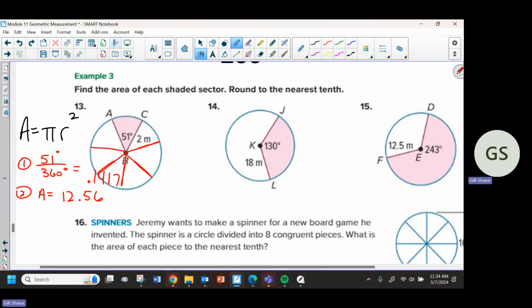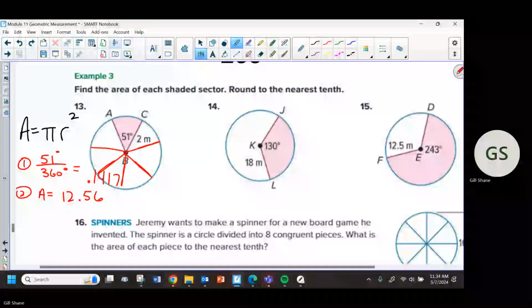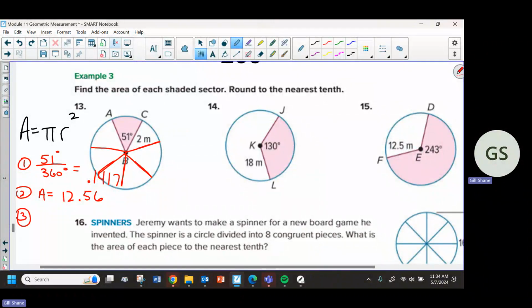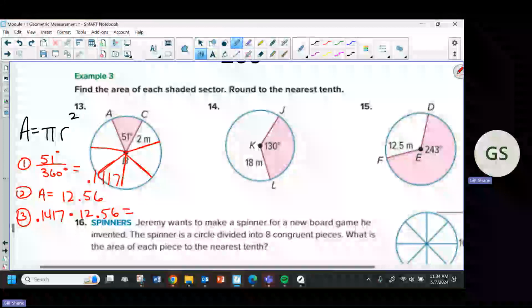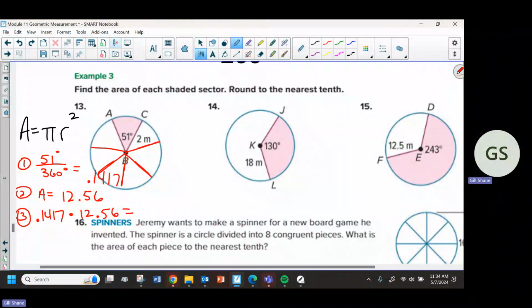But the real math is I take the percentage, 0.1417 or 14.17, whatever you want to make it, times the whole, which is the whole area. So you should get that statement, and then what does that come out to be on a calculator? 0.1417 times 12.56. So 1.7-ish would be the area.